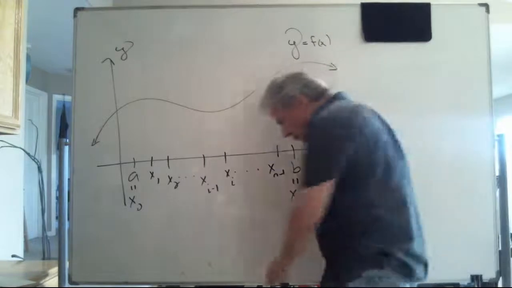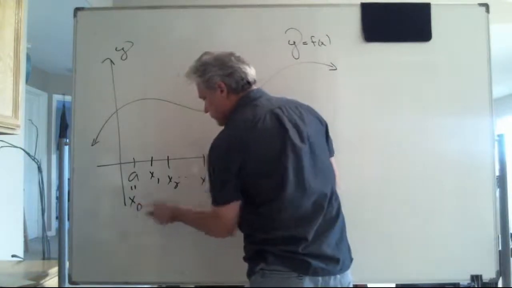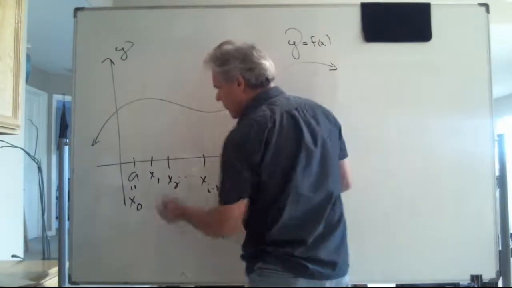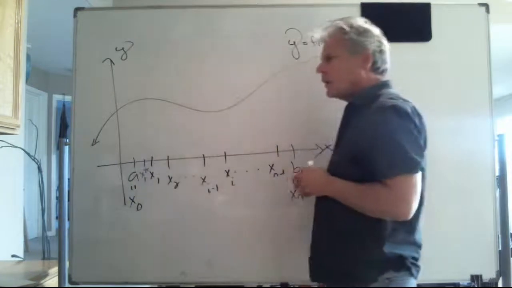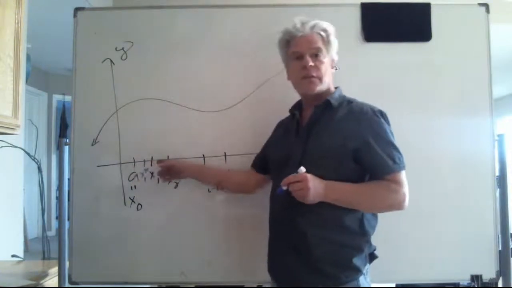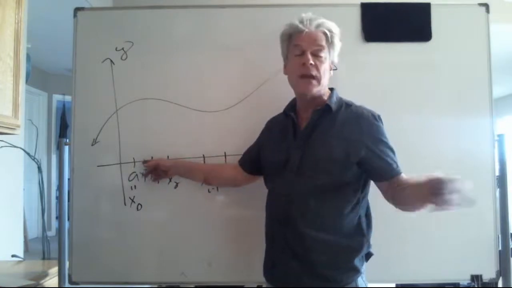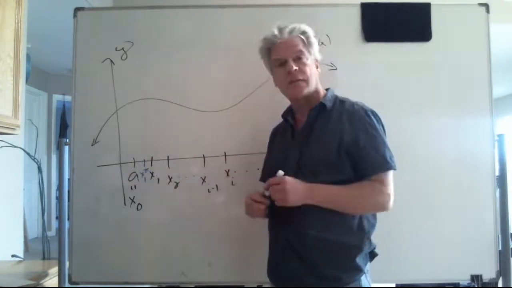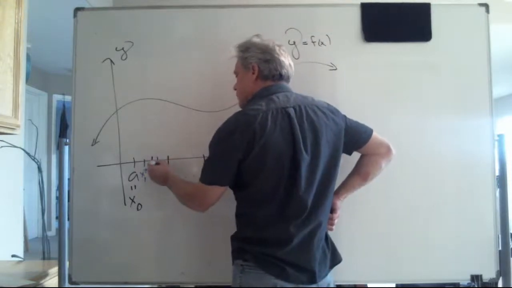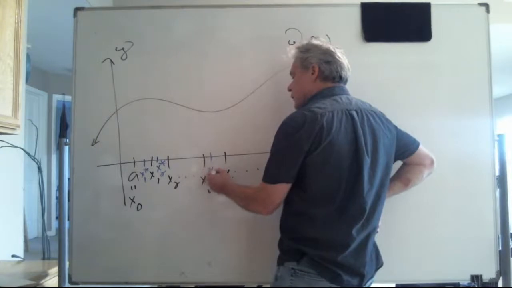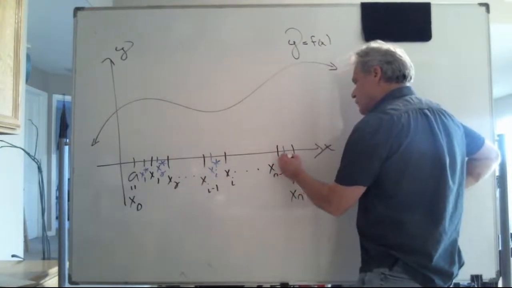Now to do this, I'm going to pick a value of x in the first subinterval. How about x of 1 asterisk? Now, I don't care how you choose x1 asterisk. It can be the left endpoint, it could be the right endpoint, it could be the midpoint, it could be any value of x in between x0 and x1. In the second subinterval, I'll choose an arbitrary x value. I'll call it x2 asterisk. In the I subinterval, x of I asterisk. In the last subinterval, x of n asterisk.